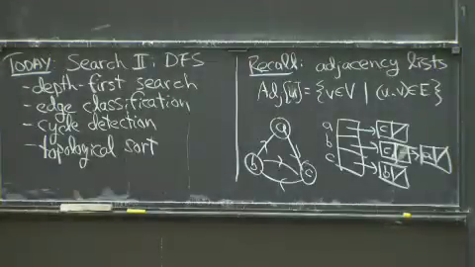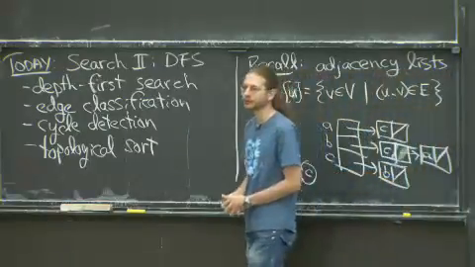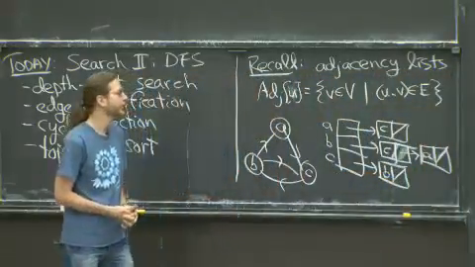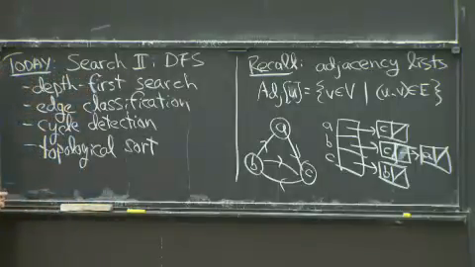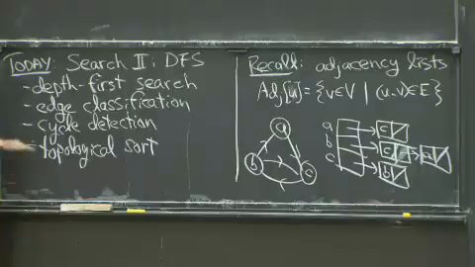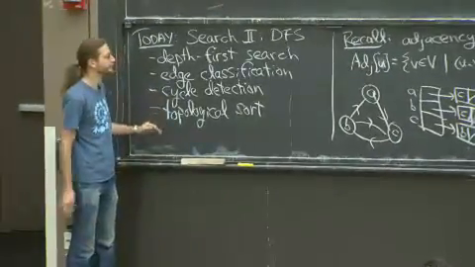All right, let's get started. We return today to graph search. Last time we saw breadth-first search. Today we're going to do depth-first search. It's a simple algorithm, but you can do lots of cool things with it, and that's what I'll spend most of today on. In particular, telling whether your graph has a cycle and something called topological sort.